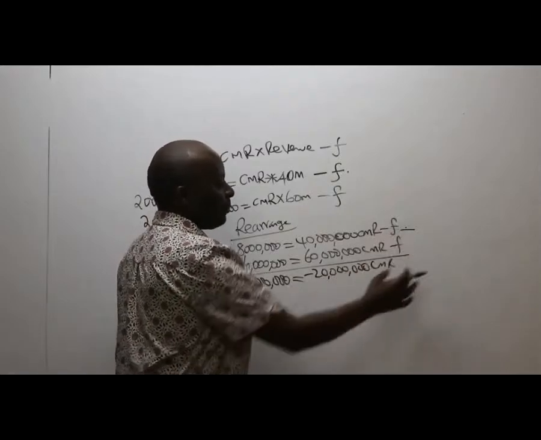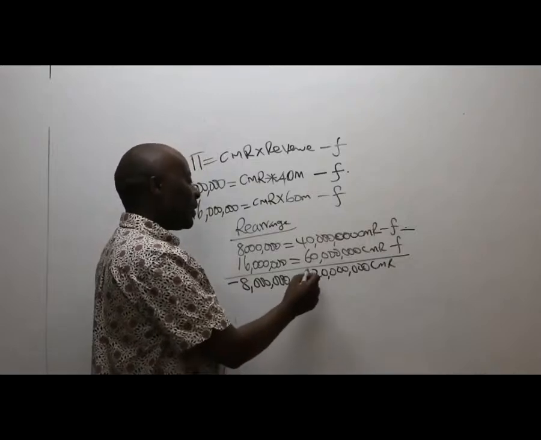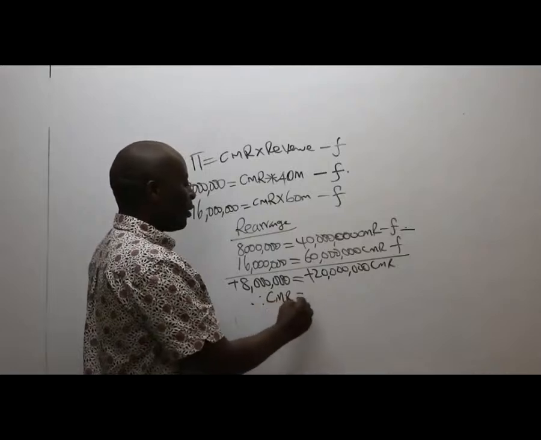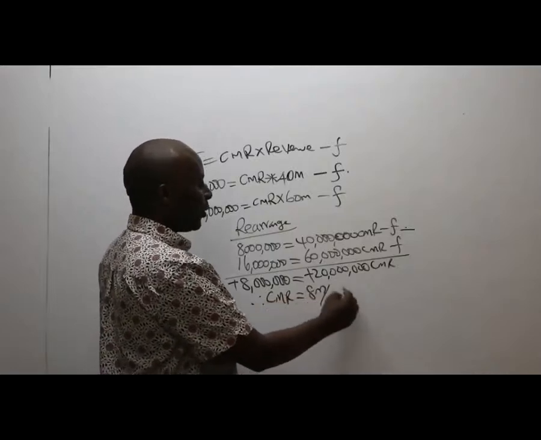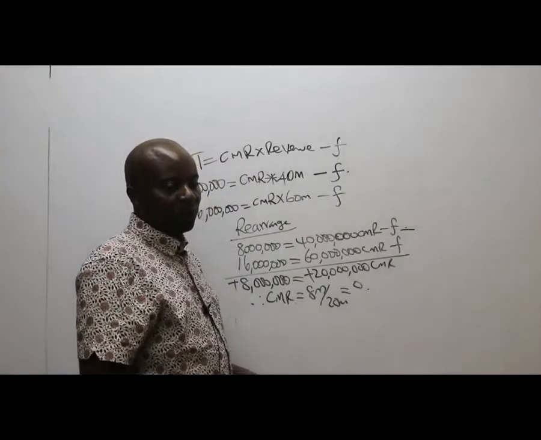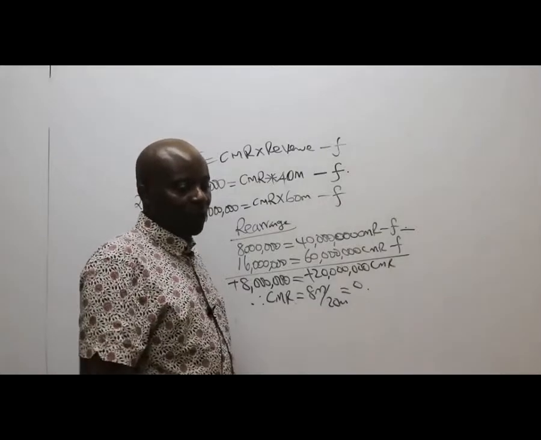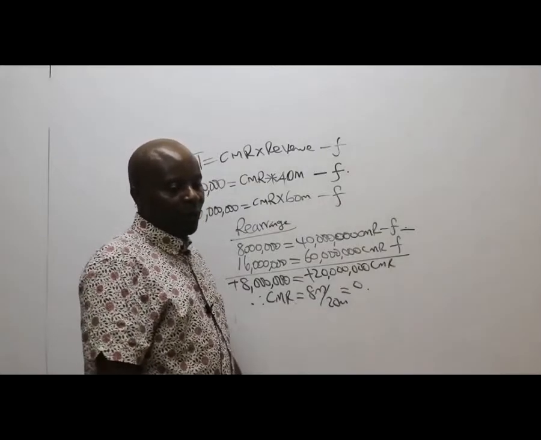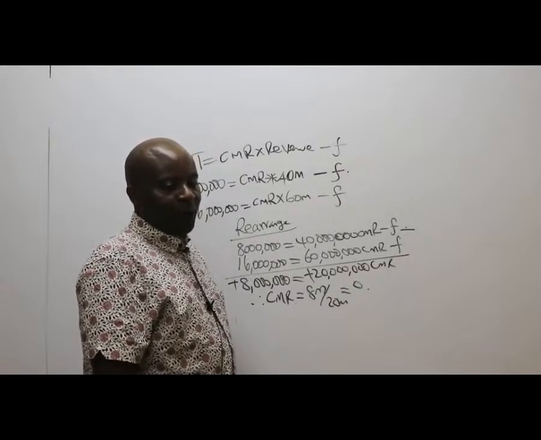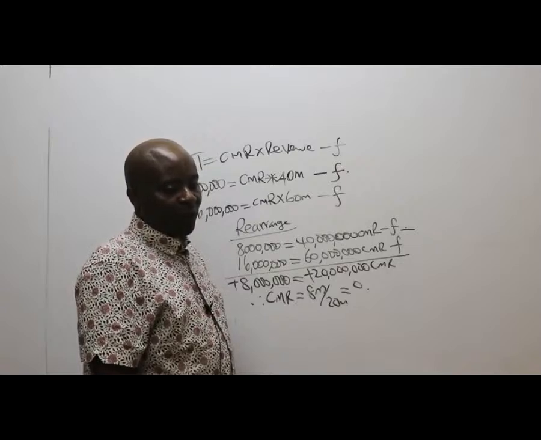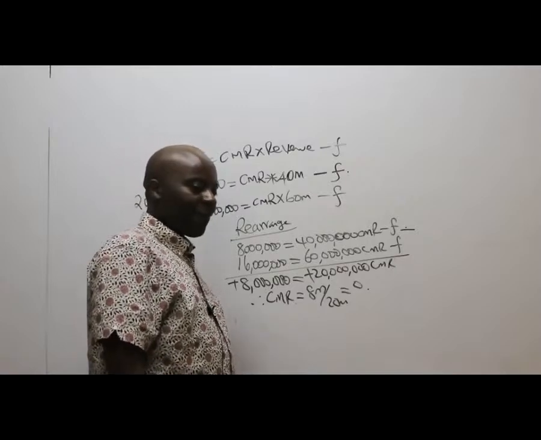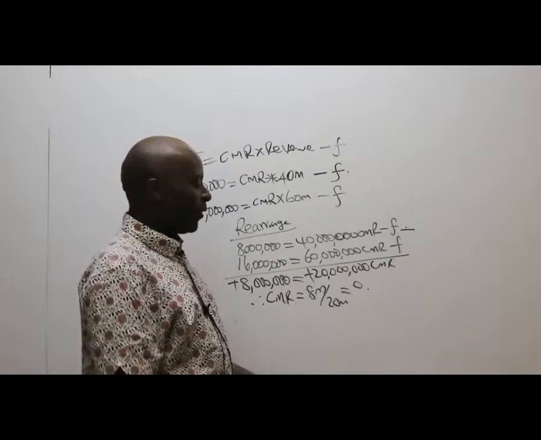CMR. This disappears, meaning that this negative and negative will cancel out. Implying at the end of the day that our CMR will be 8 million over 20 million. What is 8 million divided by 20 million? Please help me out. 8 million divided by 20 million will give me what figure, somebody? 0.4. Thank you very much.